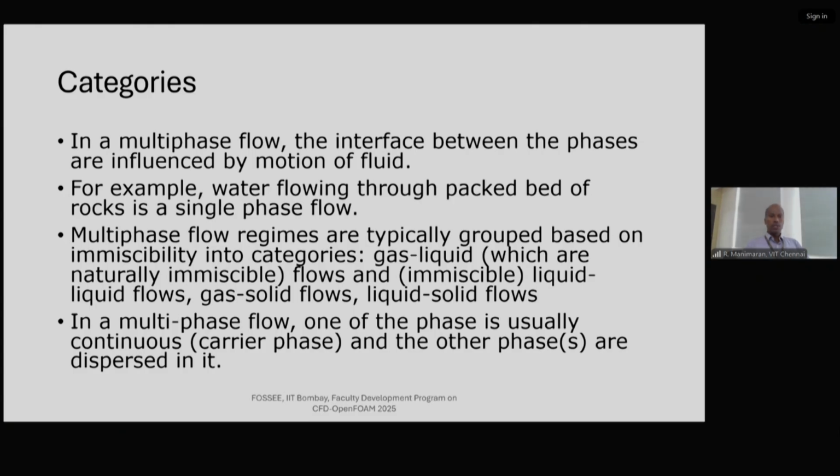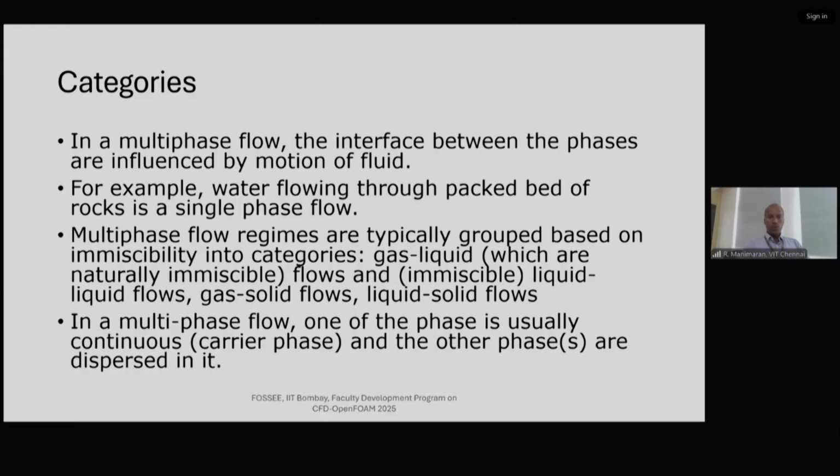Multiphase flow regimes are typically grouped into categories based on immiscibility. For example, gas and liquid, which are naturally immiscible and cannot mix with each other. And immiscible liquid flows, for example, petrol and water.